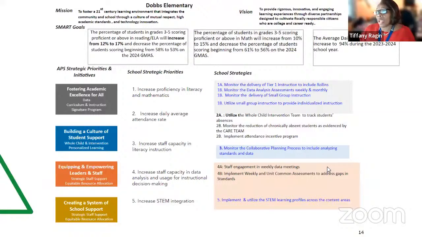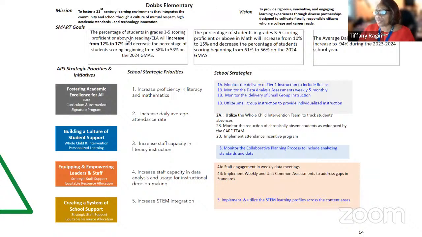Here is a copy of our strategic plan, our 5-year plan. I've made some amendments, and you'll see later in the presentation that next week we'll rank them. But I wanted to present to you what we have so far. Our mission is to foster a 21st century learning environment that integrates community and school through a culture of mutual respect, high academic standards, and technology innovation. The vision is to provide rigorous, innovative, and engaging learning experiences through diverse partnerships designed to cultivate fiscally responsible citizens who are college and career ready. If we have any amendments, we'll make changes or rank at the next meeting, but I just want to present to you what we have.